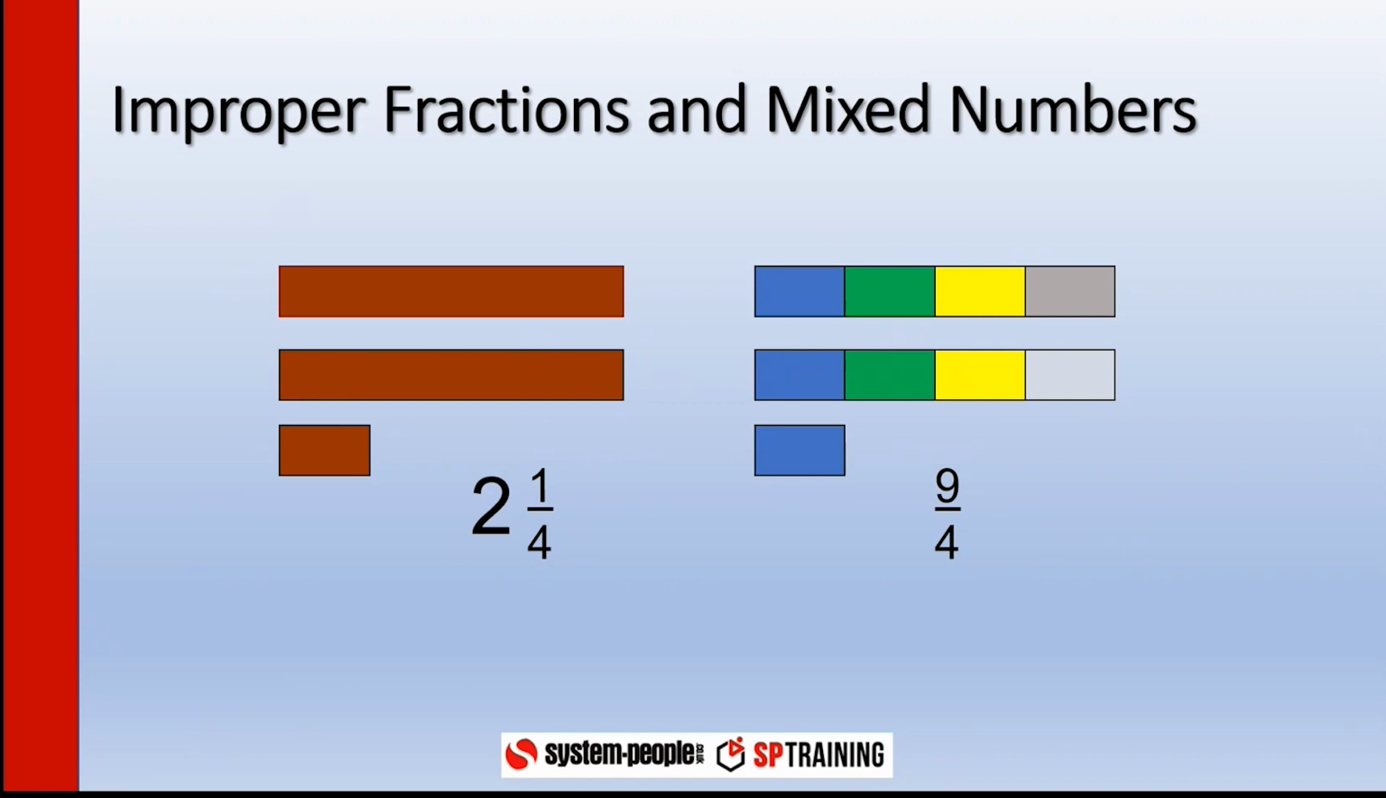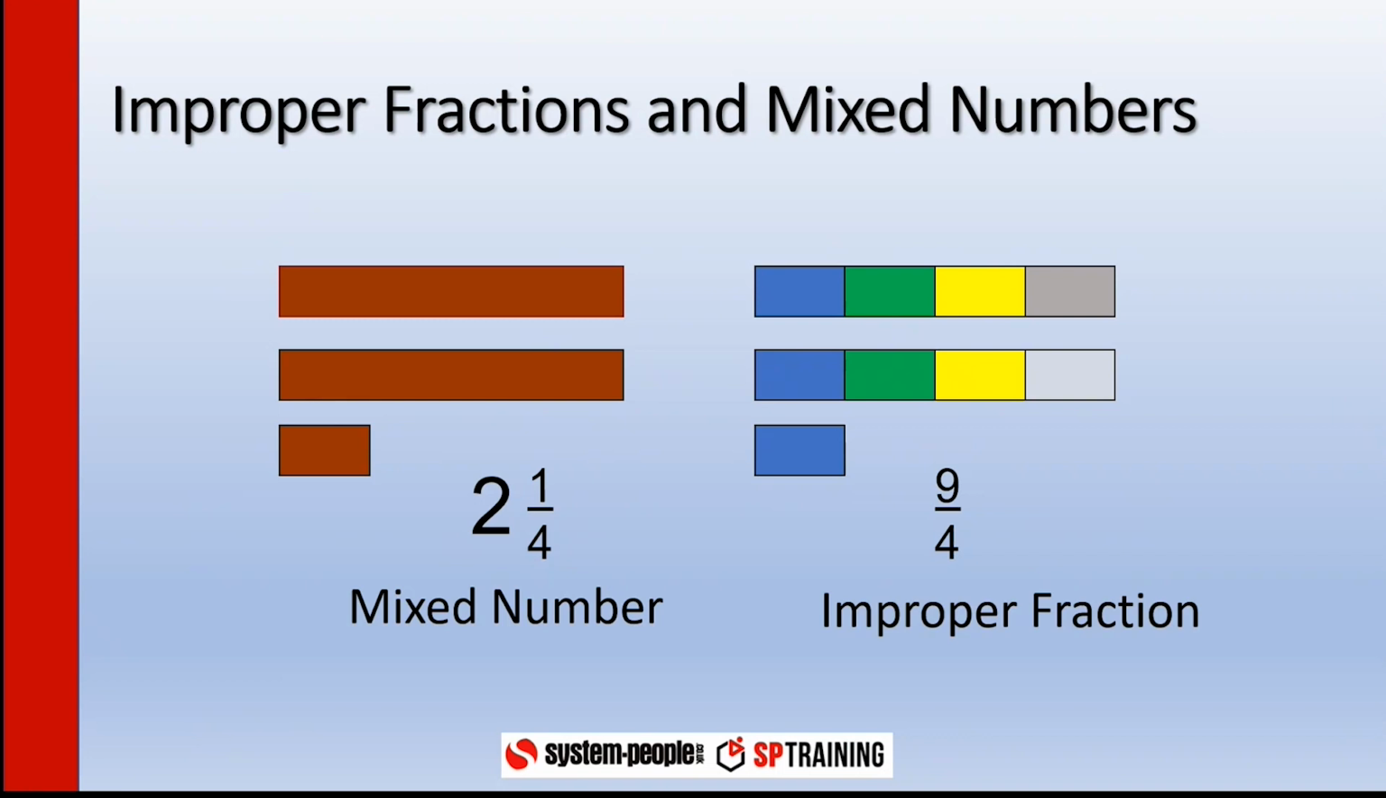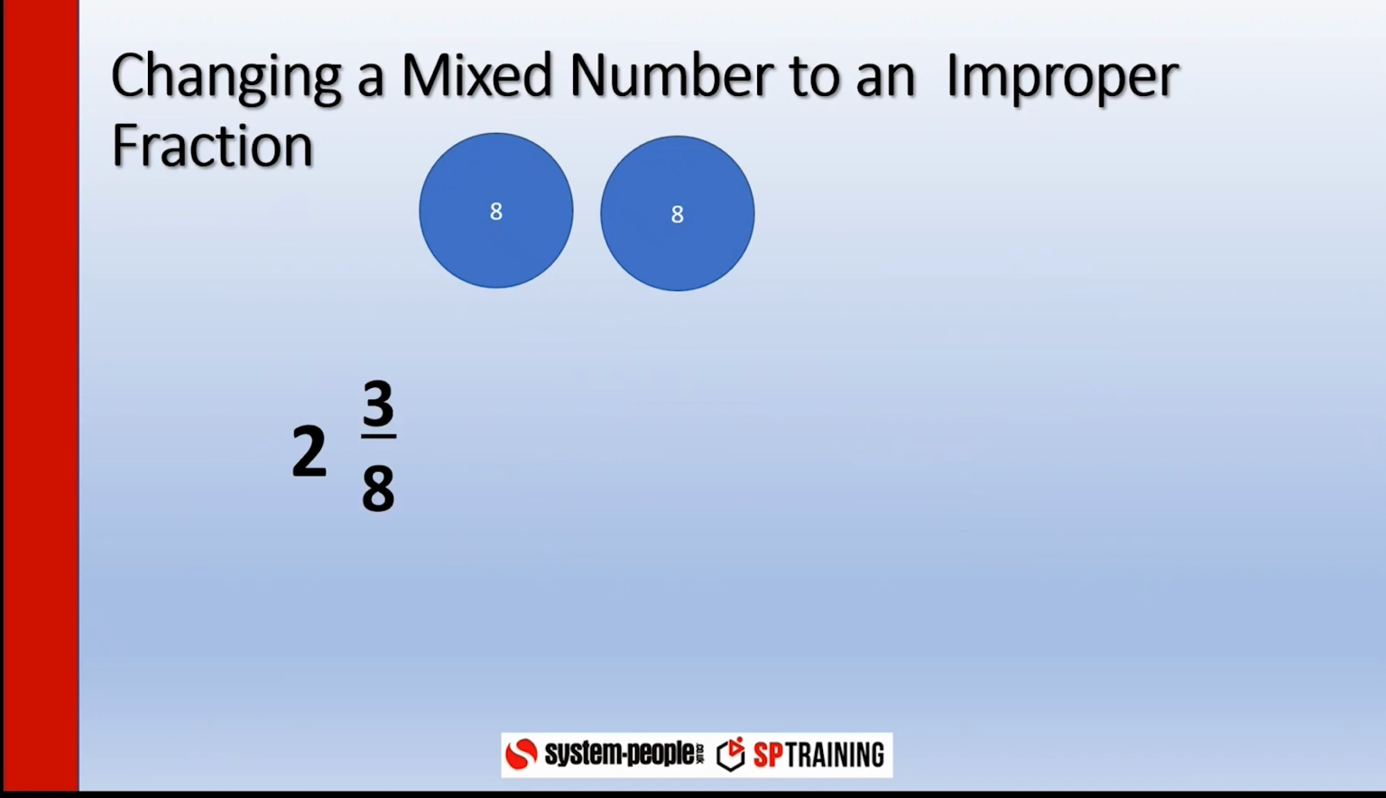So what we're going to look at today is changing one of these into the other and the other one back into the other one. So that's a mixed number and an improper fraction. So let's have a look at this. We're going to change a mixed number into an improper fraction.